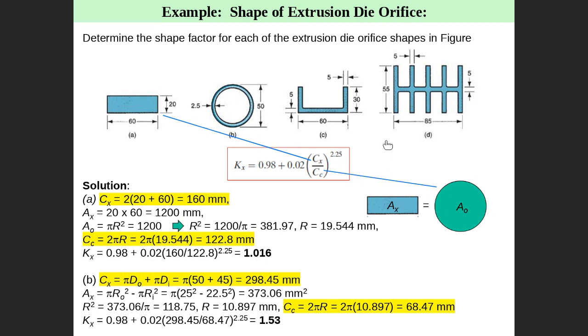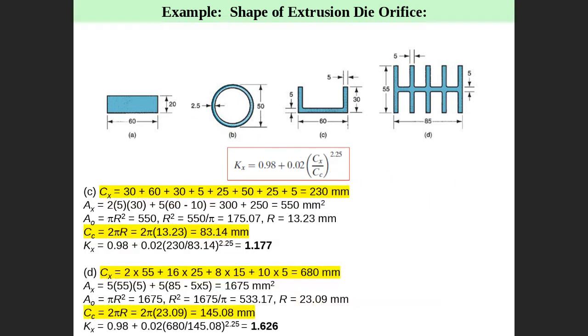We need to obtain these two guys also. This is another two examples. Let's just move forward. We need to obtain Cx and Cc. Cx directly, as I told you, is the perimeter of this guy. What is the perimeter of this guy?